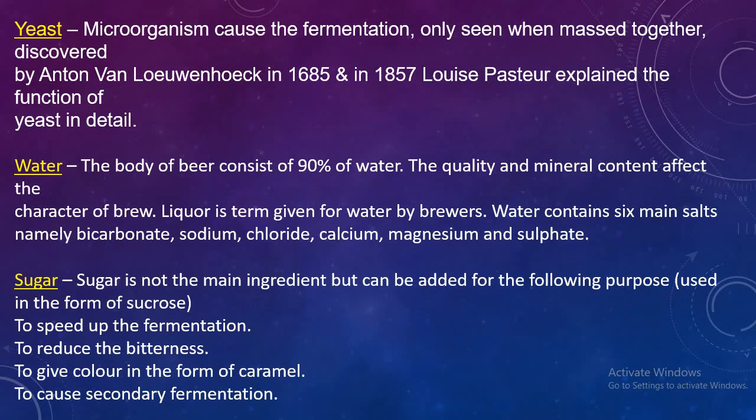Next, if we put sugar, it reduces the bitterness. The bitterness is due to the flower, because the flower contains pollen in it, which tastes bitter. So sometimes if hops are added more in the beer process, then the taste turns out to be quite bitter. So to reduce it, we add sugar.